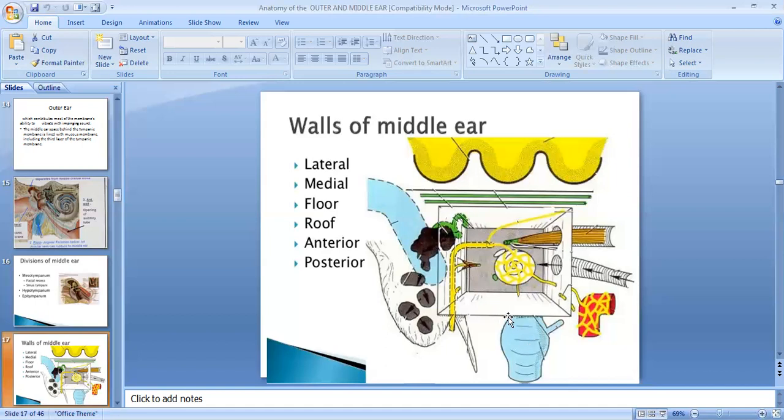And this is the inferior wall. The inferior wall is also known as the jugular wall because a thin plate of bone separates this wall from the internal jugular vein.